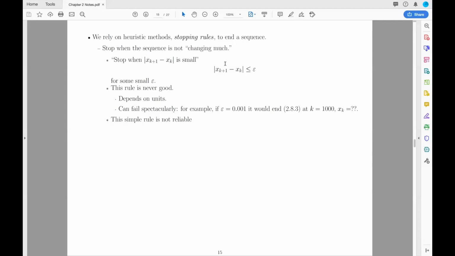Now, this simple rule can fail spectacularly. For example, if we go back to that infinite sequence, or the sum that diverges, even if we had the stopping rule of 10 to the minus 3, it would stop at k equals 1,000 at the number that we had, 7 point something, and it would say, oh, it's converged, even though we know other math tells us no, we're nowhere near the limit. The limit is infinite, and so this rule is not reliable at all.